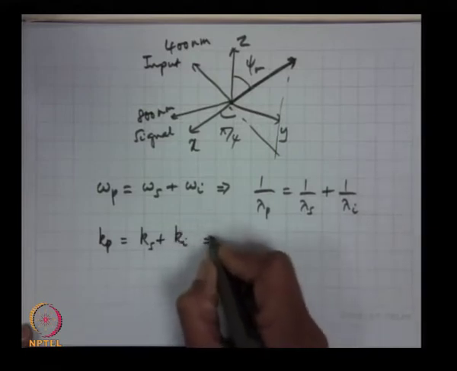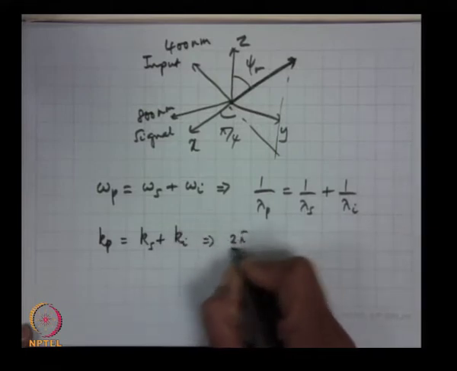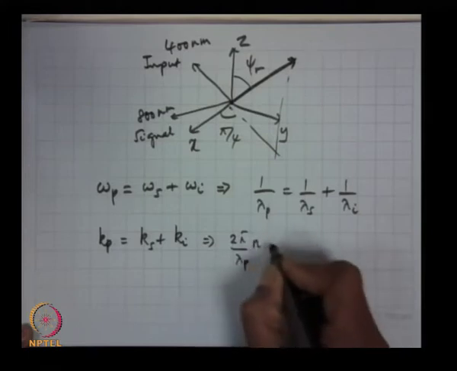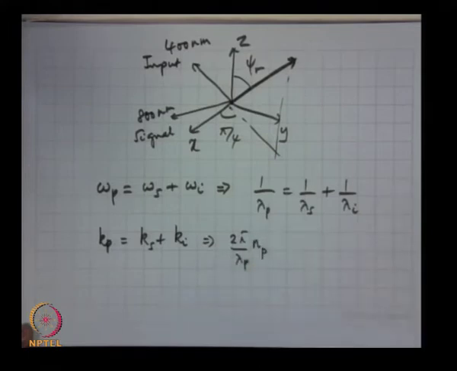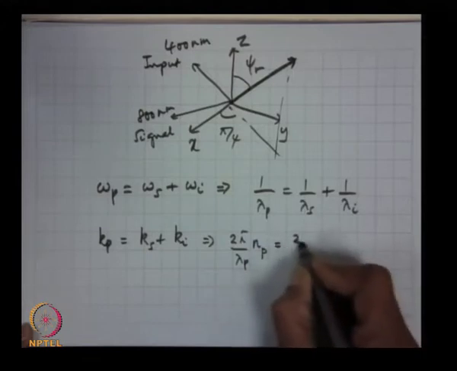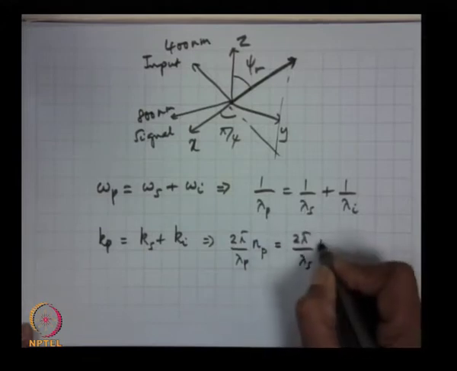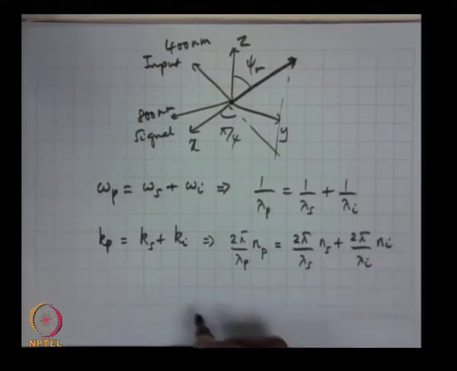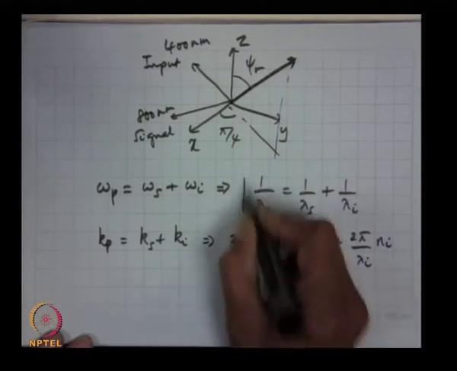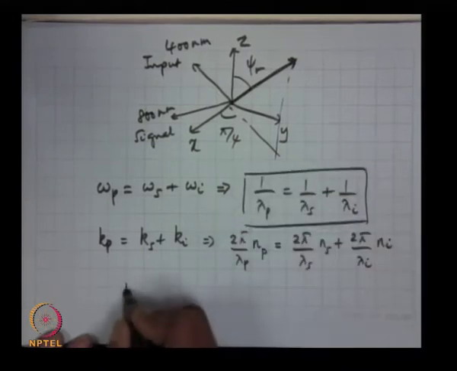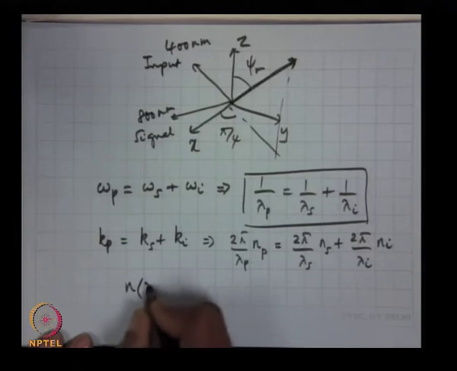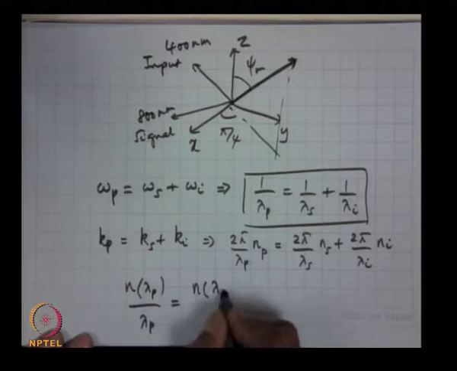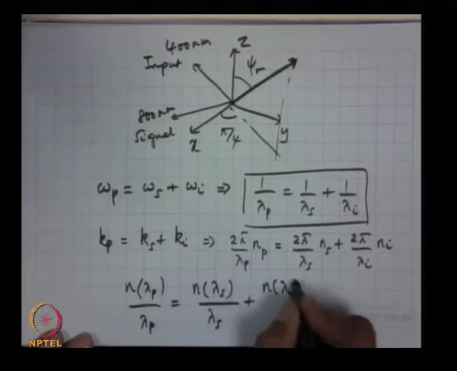So in terms of wavelengths, this will be 2 pi by lambda p into refractive index, let me call this Np, the refractive index at the pump frequency, is equal to 2 pi by lambda s Ns plus 2 pi by lambda I Ni. So this is one equation, and the other equation, let me write this explicitly: n of lambda p by lambda p is equal to n at lambda s by lambda s plus n at lambda I by lambda I.